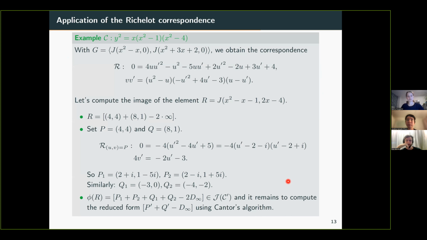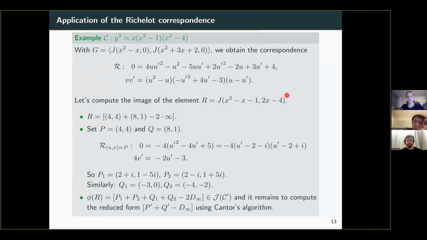I think I also prepared an example to go through these steps with our running example. So we consider the curve from before and also the group from before. In this case, the Richelot correspondence just becomes these 2 equations. And now I have chosen a random element of the Jacobian, which has this Mumford representation. Our goal in the example is to compute the image of this element under the Richelot isogeny.